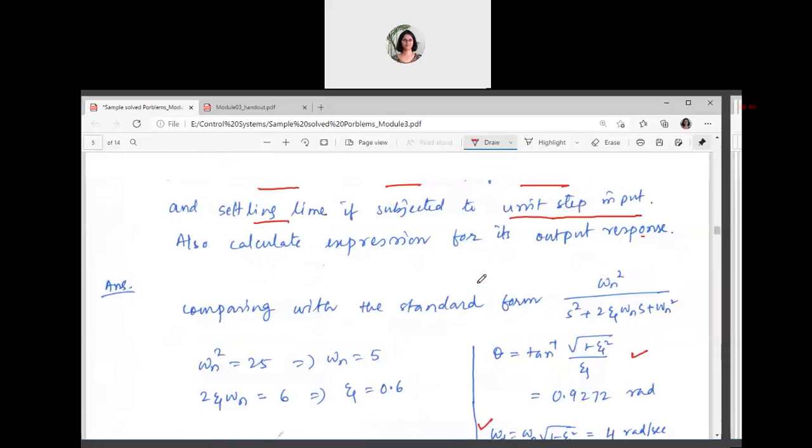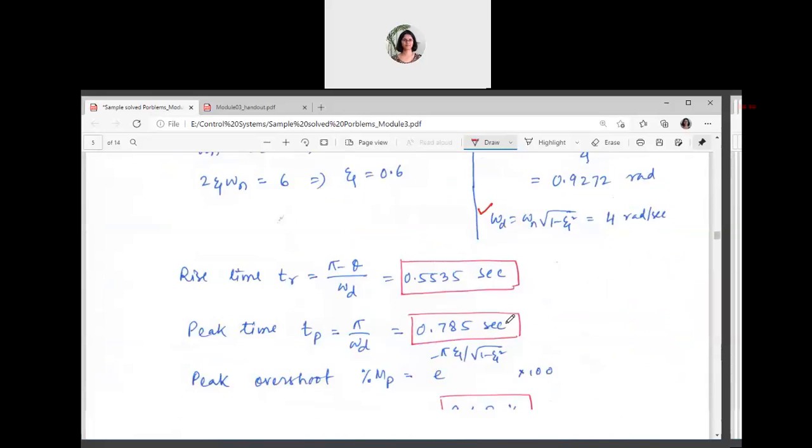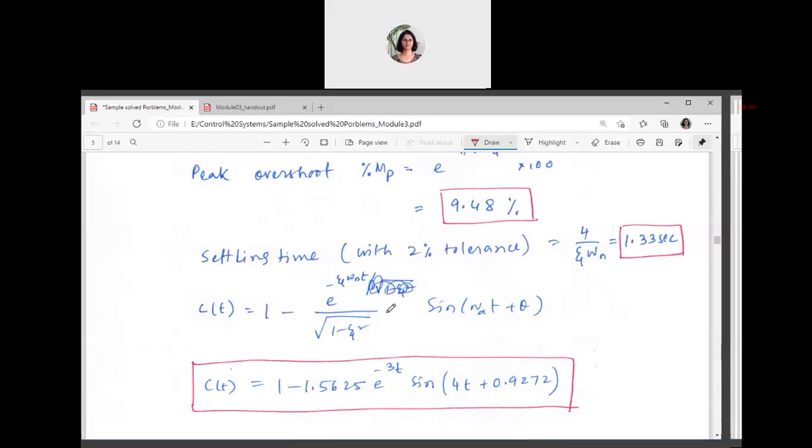And the final question asked here is to calculate the expression for its output response. For its output response, we have this expression: 1 minus e to the power minus zeta omega n t divided by root over of 1 minus zeta square, times sine of omega d t plus theta. Now just substitute all the parameters and you will get the value. So this is the final expression for the output response.